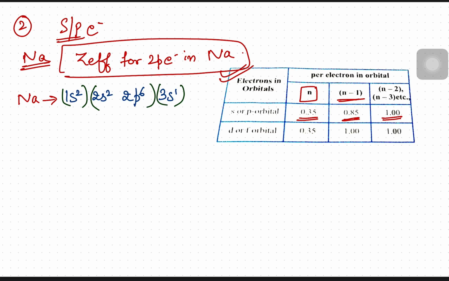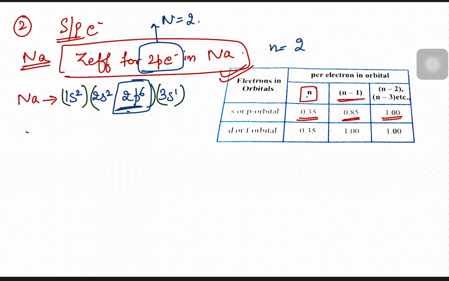Then you see which electron they are asking to calculate the Z effective for. It is the 2p electron. So this is a 2p electron, and you just mark the 2p electron. We have to calculate for one electron. So what is the value of n over here? It is 2. So n is 2 for sodium, and we have to calculate for a p electron.